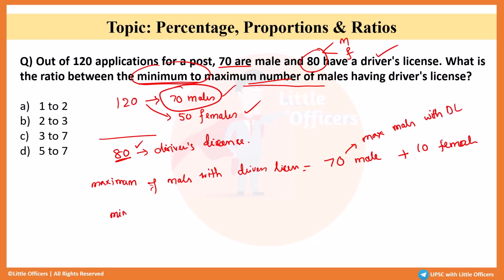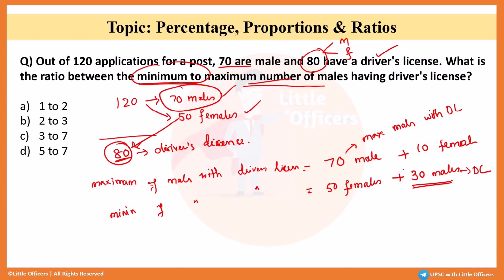Similarly, if you wanted to find minimum number of males with the driver's license, out of this 80, if all the female members are having the driver's license, that will give you least for the males. That means if 50 females are having the driver's license, that leaves only 30 for the males, and out of this 70, 30 males, which is the minimum number, will be having the driver's license.